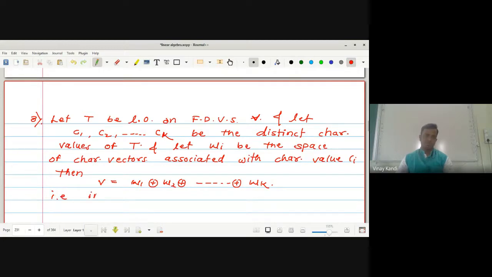if T is diagonalizable, then V is the direct sum of characteristic subspaces. Is it correct?